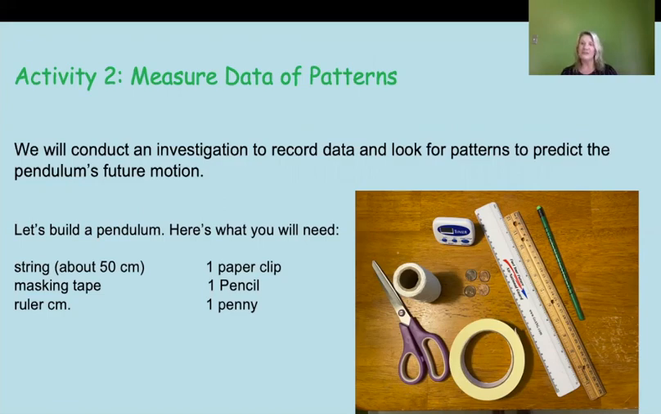Now, there's a couple things you can do. You can stop the video and go get the materials and build your own pendulum right now. Or we can together go through and use a pendulum I made and the videos I made, and then later you can build a pendulum and compare the data sets.